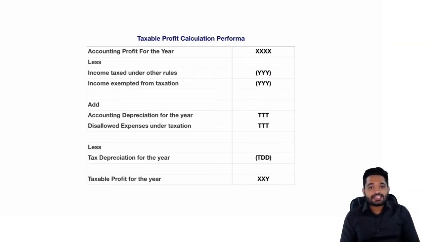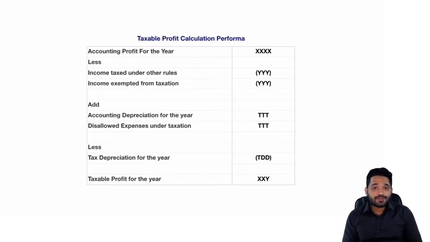Instead, the tax authorities calculate a separate depreciation, which we call the tax depreciation, and we would remove the tax depreciation from our accounting profits. Then we could have some disallowed expenses, which are expenses that are not allowed under taxation. Now, expenses that are not allowed under taxation could include political donations, entertainment, etc.